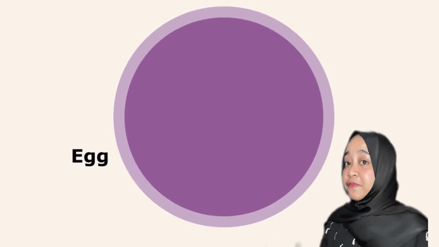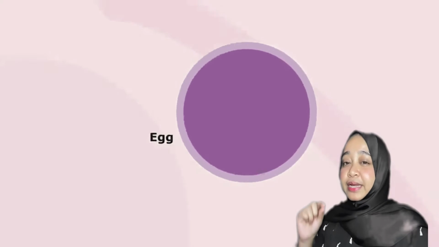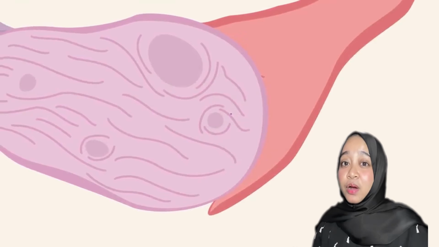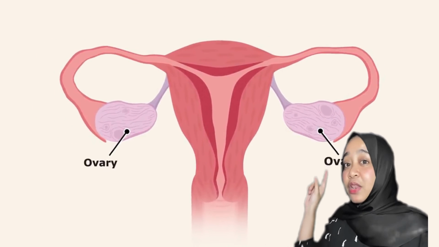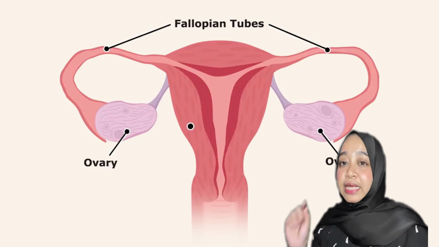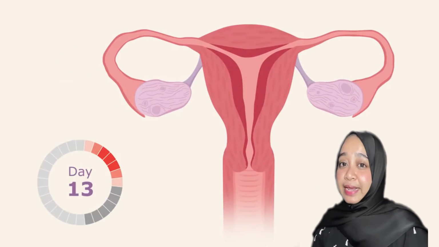Eggs are released from a woman's ovaries. Eggs are super tiny. An egg is one-tenth the size of a poppy seed. Women have two ovaries, one on each side. The fallopian tube leads from each ovary to the uterus. In the middle of the menstrual cycle, an ovary releases an egg.